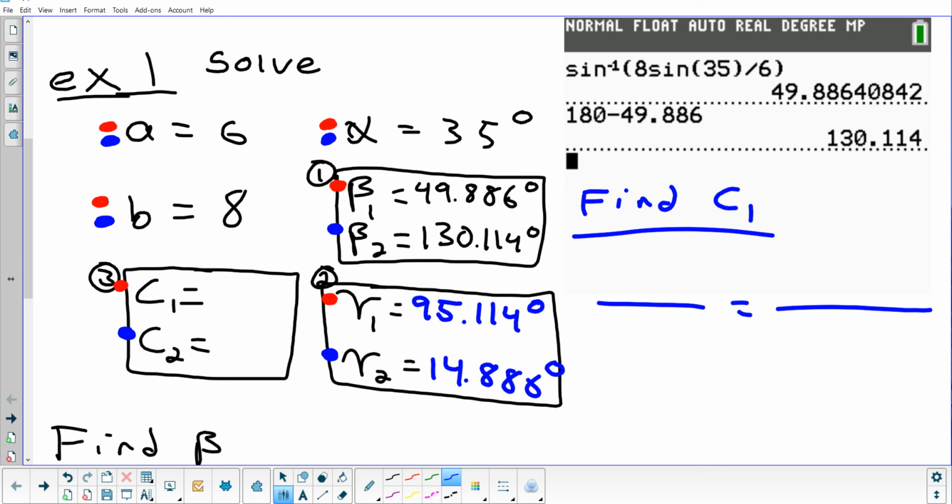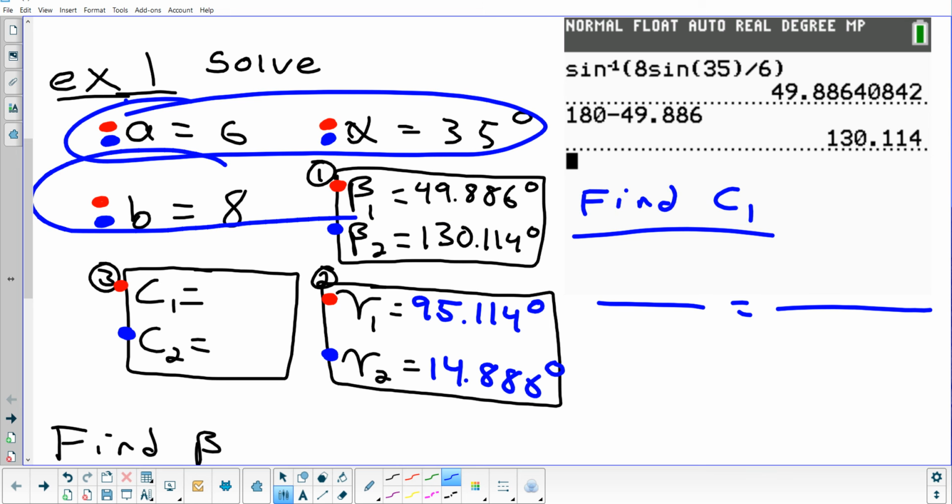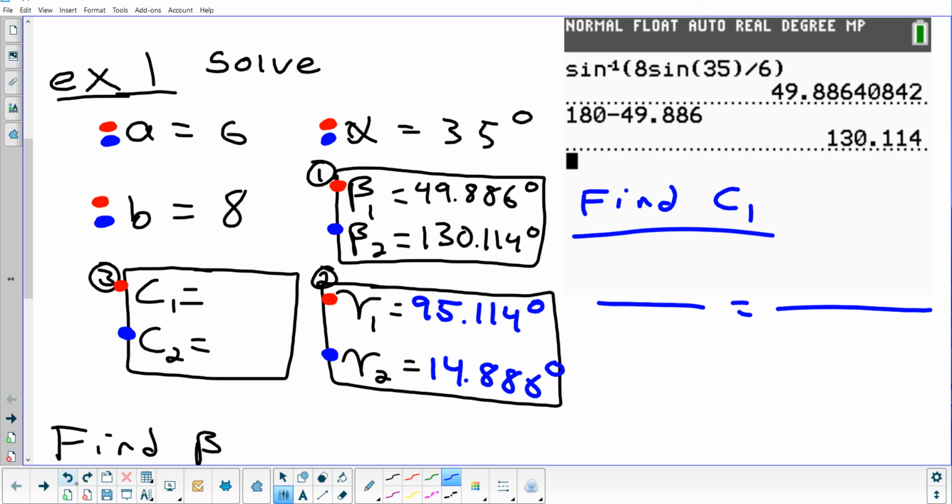Which red row should I use? A, alpha, or B, beta 1? If you can't visualize it, that's a red row, and that's a red row. I would say A and alpha because those were given to you, so you know they're right. Yeah, they were given, we know they're right, so we're going to use 35 over 6. It's perfectly fine to use that row in both problems because it's a red and it's a blue row, so you can use it for both.